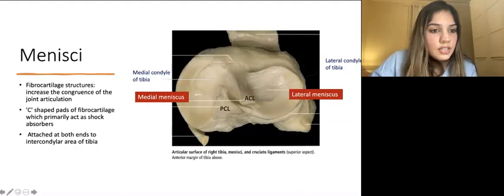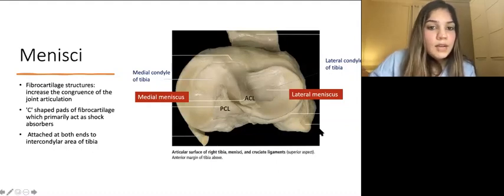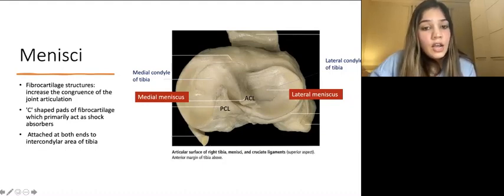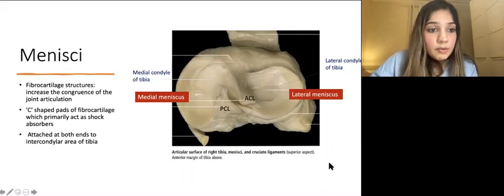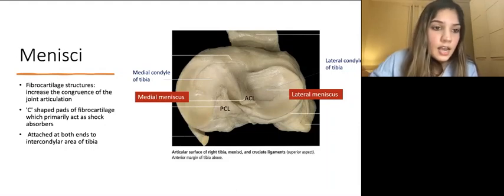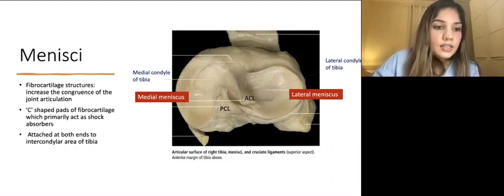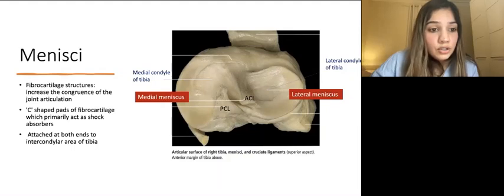So then moving on to the menisci. The menisci of the knee basically increase the congruence of the joint articulation. They are C-shaped pads of fibrocartilage, which act as shock absorbers, and they protect the knee joints. And they're attached at both ends to the intercondylar area of the tibia.